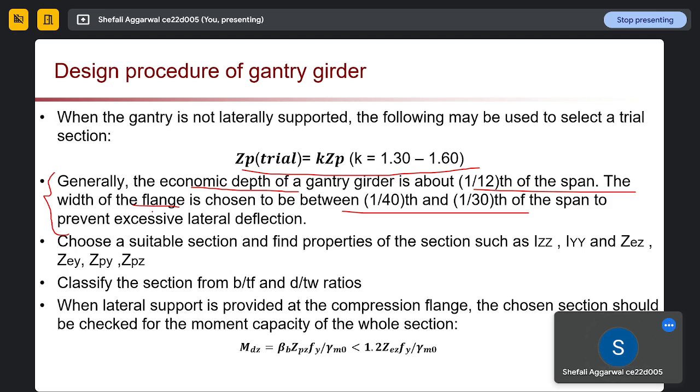After getting a trial section, we get the properties of our section. These properties are already given in our steel table. Based on the b/tf and d/tw ratio values, we classify a section as plastic, compact or semi-compact. After this, we check our section: we calculate Md, and if it is less than 1.2 Zp·fy/γm0, then our section is okay. Otherwise, we have to repeat with a new trial section.